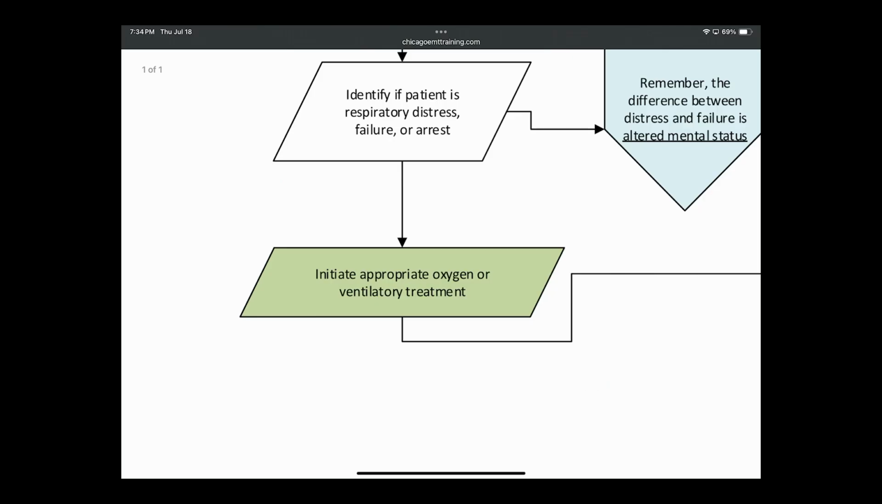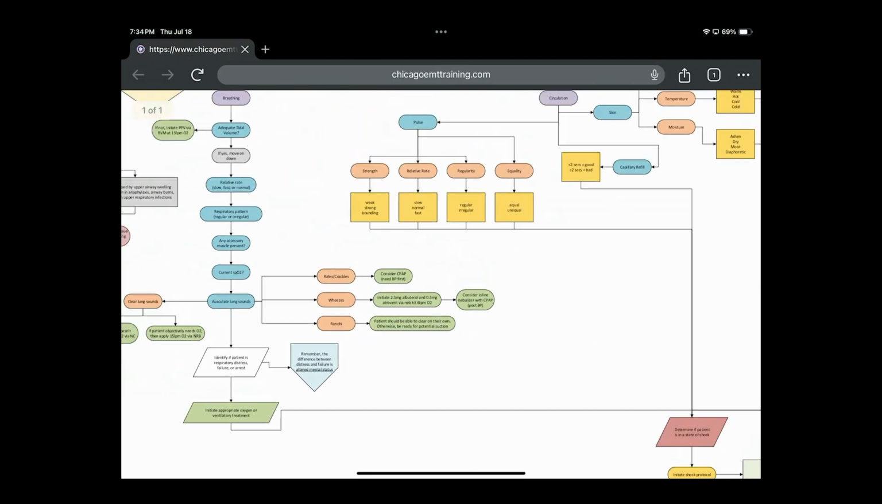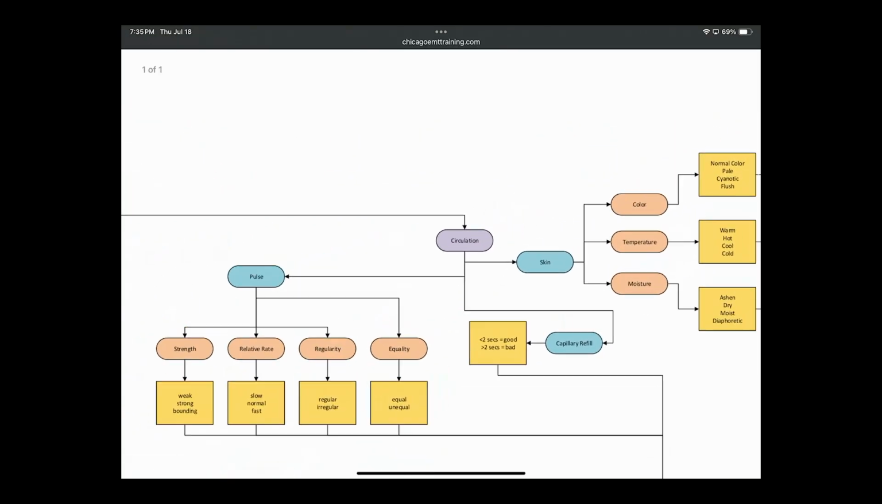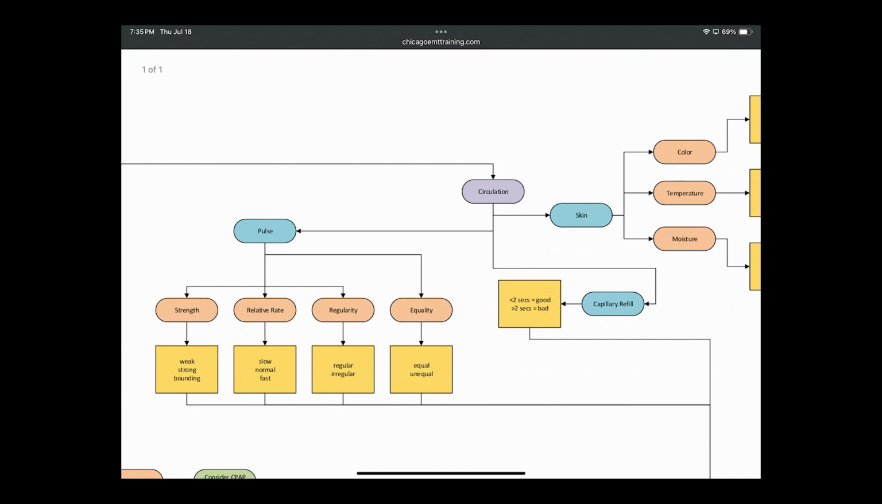And what ALS can do in this instance is sedate them, paralyze their muscles, and attempt to intubate them. Whereas an EMTB will have to wait until they enter respiratory failure, completely stop breathing before they start managing their airway with a BVM and potentially an iGel, right? So at this point, let's initiate appropriate oxygen or ventilatory treatment, all right? Let's go on to the last part of our primary, the circulation.